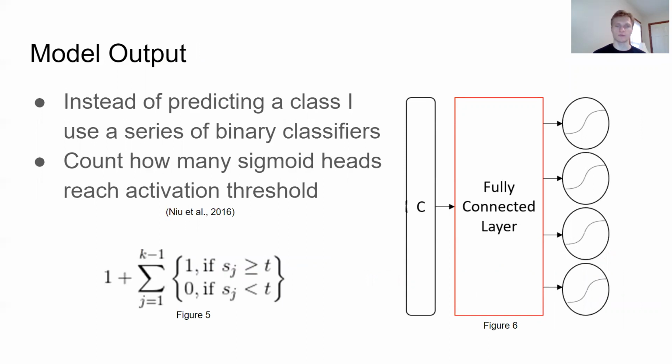To get output from a model, I had to use a series of binary classifiers, and I counted how many of those binary classifiers exceeded a threshold. For example, I computed everything through the LSTM and CNN, etc. And then at the end, I concatenate that with the other data, the LDA and the metadata, and then I feed that through a fully connected layer, which is connected to 4 binary classifiers, specifically sigmoid binary classifiers. And then I count how many of those exceed a certain threshold.